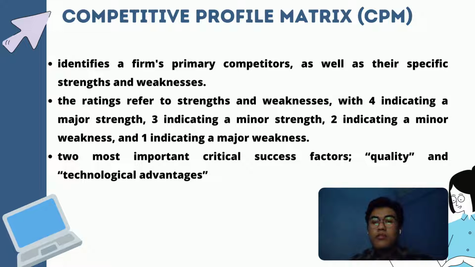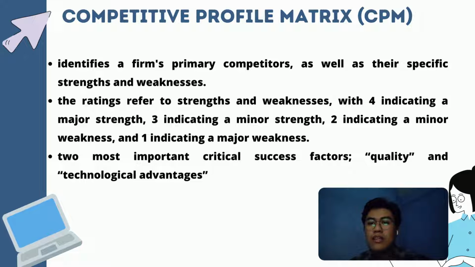My name is Muhamad Rizal and I will be presenting about CPM. According to David and David, in 2017, the competitive profile matrix, CPM, identifies a firm's primary competitors as well as their specific strengths and weaknesses. In both CPM and EFE, the weight and the total weighted score have the same significance. Critical success factors in the CPM, on the other hand, comprise both internal and external issues. Thus, the rating refers to strengths and weaknesses, with 4 indicating a major strength, 3 a minor strength, 2 a minor weakness, and 1 a major weakness.